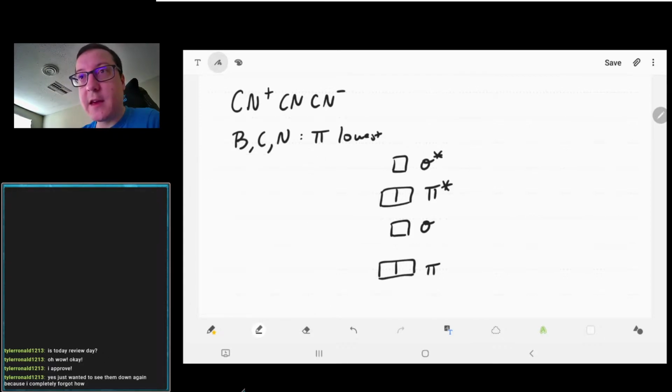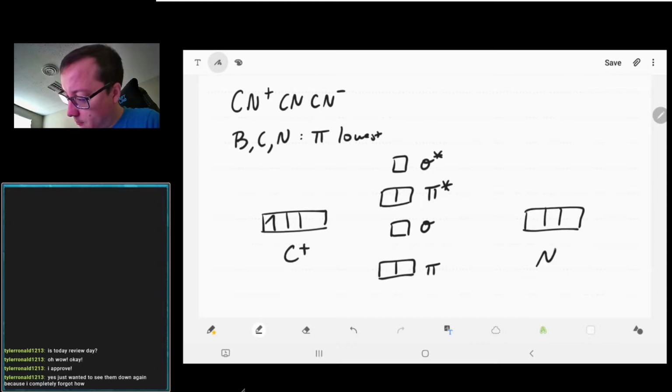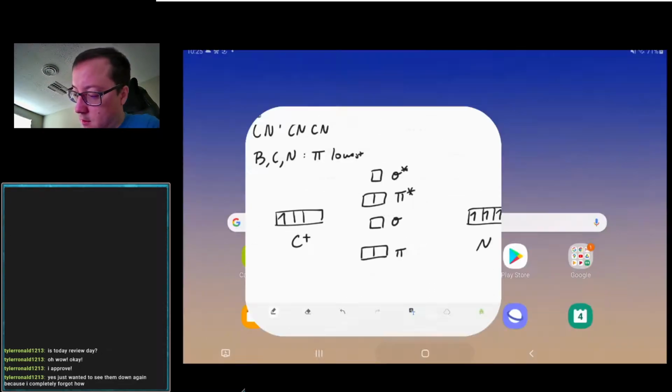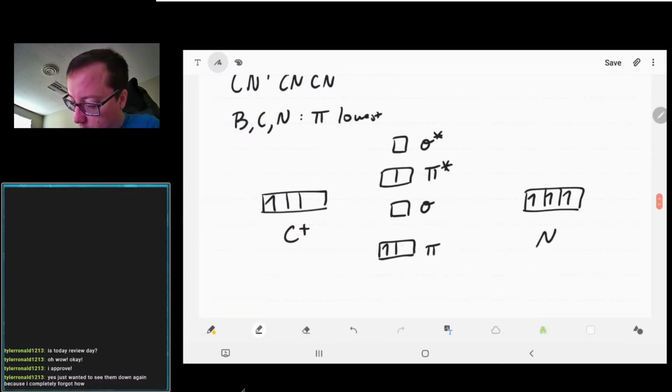So let's start with CN+, I guess. Carbon normally has 2 p electrons, so carbon plus would just have 1 p electron. Nitrogen has 3 p electrons. So we have 4 electrons total here. So 1, 2, 3, 4. And we're going to end up with a bond order of 2.